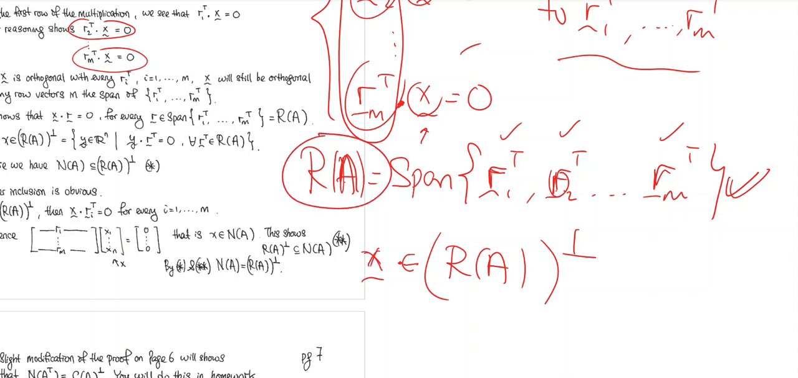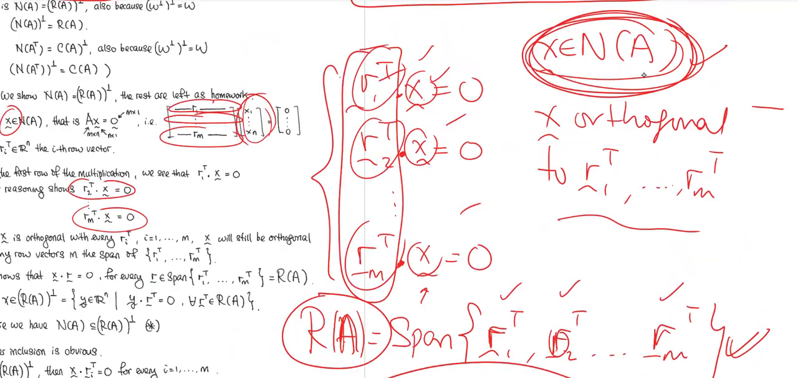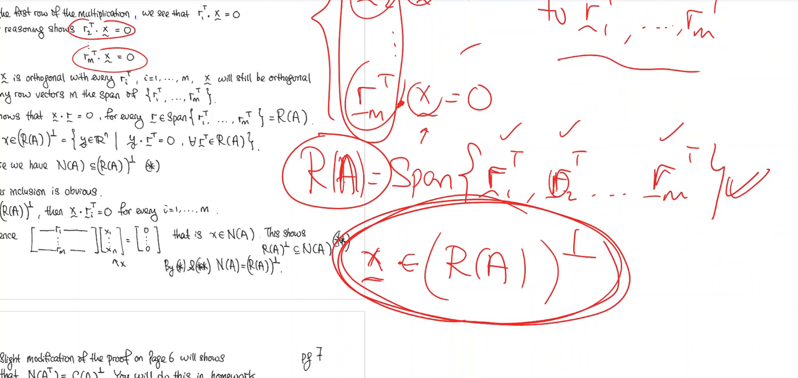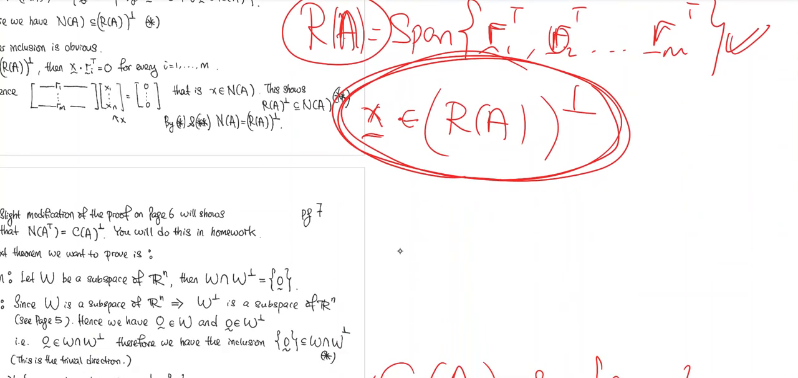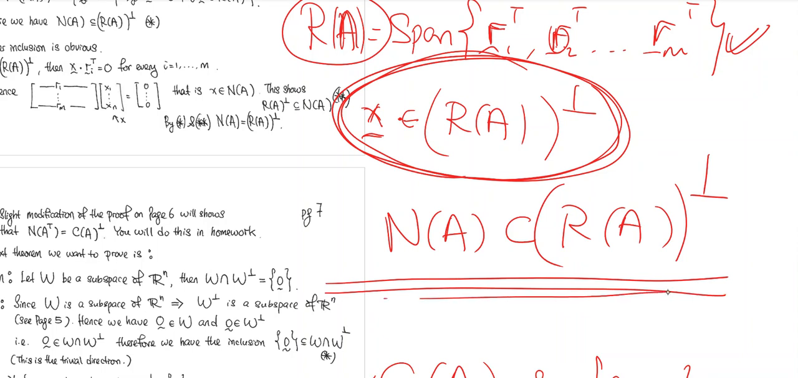So from the previous review, we know that X is going to be an element in the orthogonal complement of this space, but this space is the row space of A. So X is actually in the orthogonal complement of the row space of A. So X being in the null space of A gives you that X is in the orthogonal complement of the row space of A, which means that the null space of A is a subset of the row space of A perp. Okay, so that's what we have been showing.